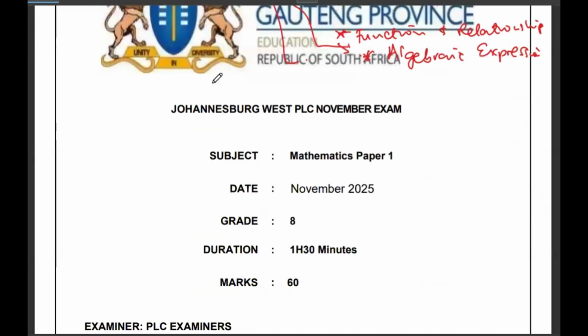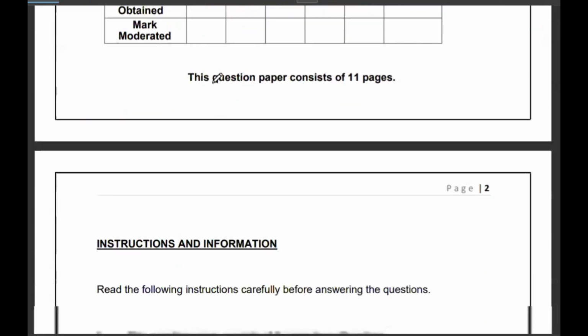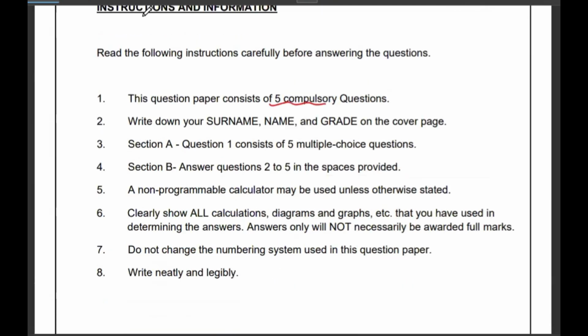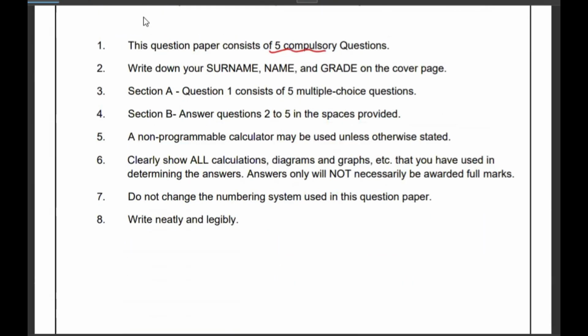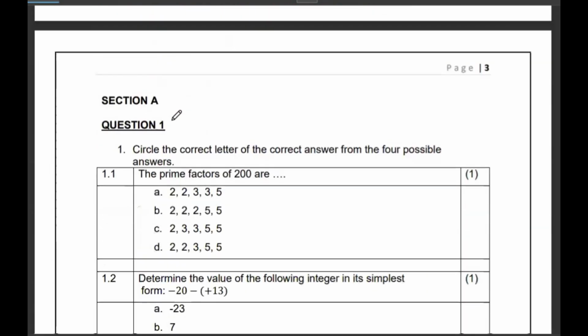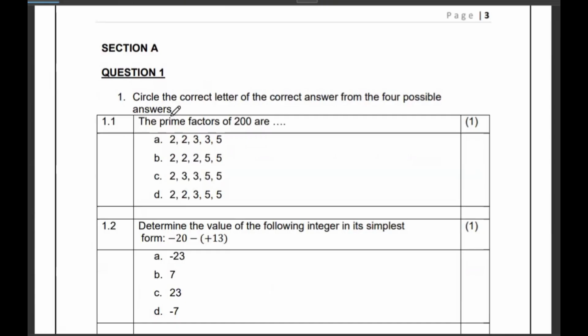So it's a paper from one of the districts. The instruction is telling us that we have 5 compulsory questions that need to be answered. Section A has 5 MCQs, and then section B has questions 2 to 5. You must answer in the spaces given below. All right, let's dive into the paper. Question number 1. They want us to circle the correct answer from the 4 possible options that have been given.